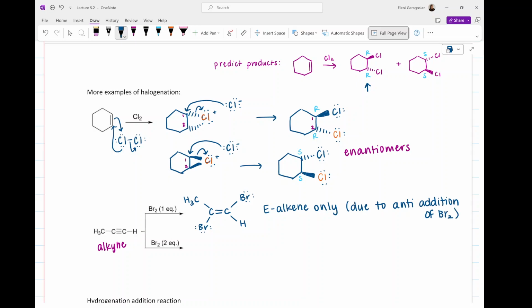The two high priority groups are on opposite sides of the double bond, and that is an E-alkene in this case. Next we have Br2 with two equivalents. So with two equivalents, another set of two bromine atoms is added to the double bond.